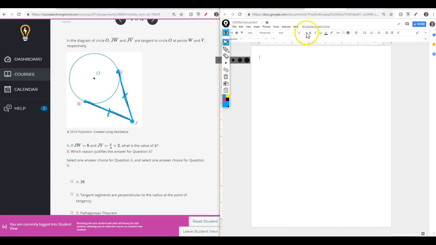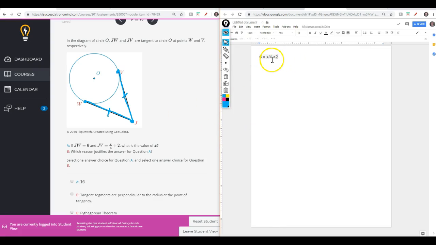So now that we know that they are congruent, we can create an equation. That means that the distance of JW is equal to the distance of JV. The distance of JW was given to be 6, and the distance of JV was given to be x divided by 4 plus 2. So now it wants us to solve for x.